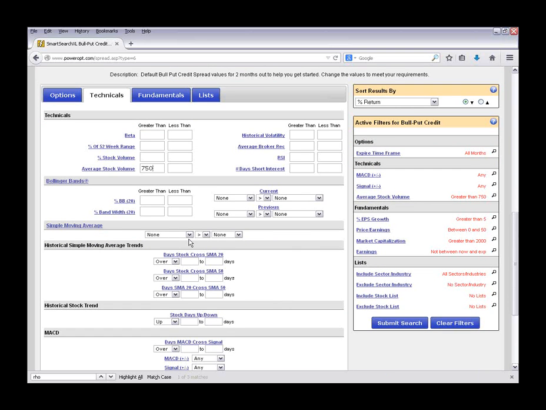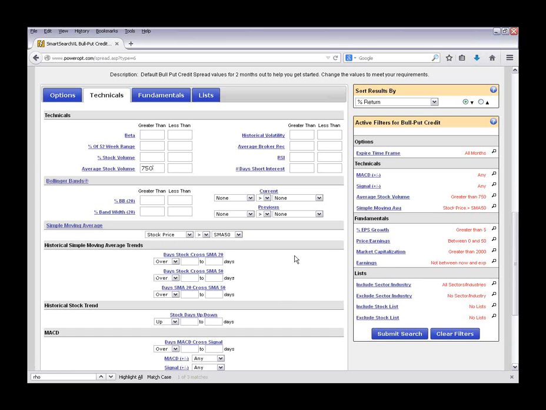So in other words, here in a bull put credit spread and the simple moving average field, I want to look for stocks that are trading above their SMA 50. All right, so what do we want to see for our stock? Just our stocks alone. I want to see stocks that have grown in earnings at least 5% from last year to this year. We see that on our active filters.